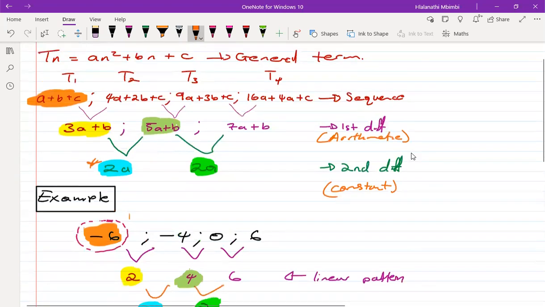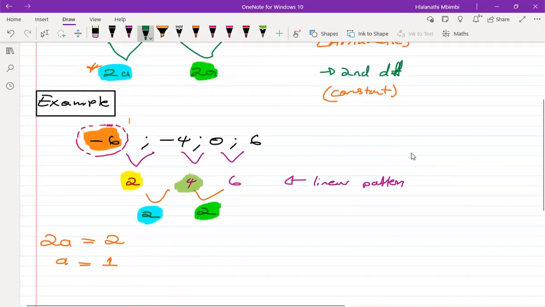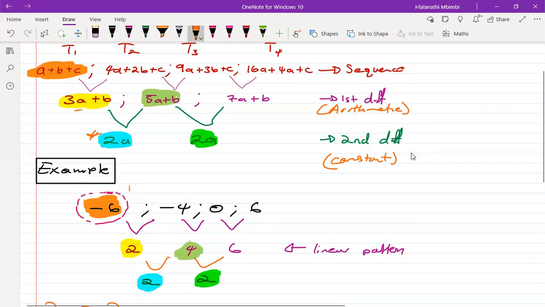Remember, let me just go back before I carry on. Finding the general term just means that you're finding A, you're finding B, and you're finding C. So that's why that 2A would be that. And then if you go back here and look at this term, 3A plus B will also be equal to 2, this particular 2 over here. Are we happy?